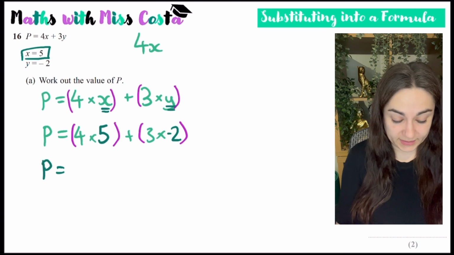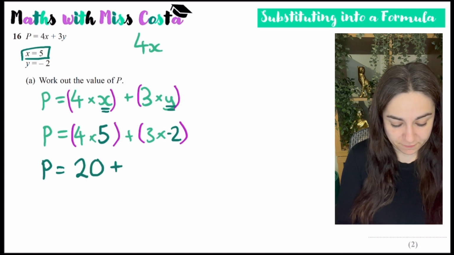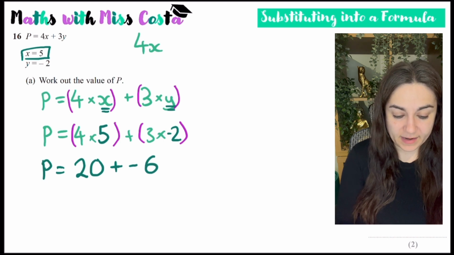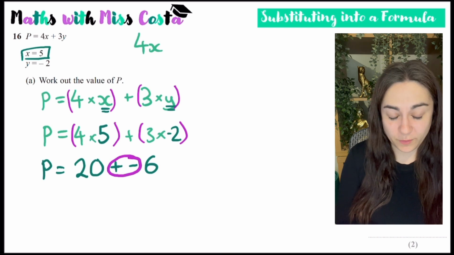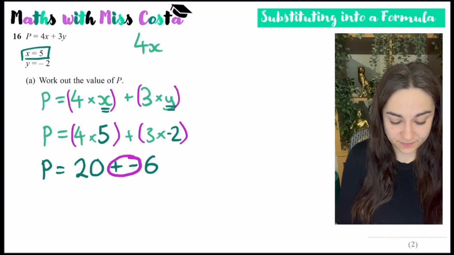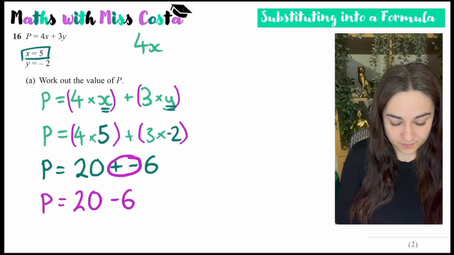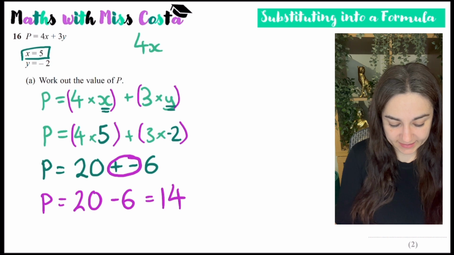We always do what's in the brackets first. So 4 times 5 is 20. And 3 times negative 2 is negative 6. Now this is where you need to be very careful. When you're adding a negative, it's the same as subtracting. So that would become 20 take away 6.